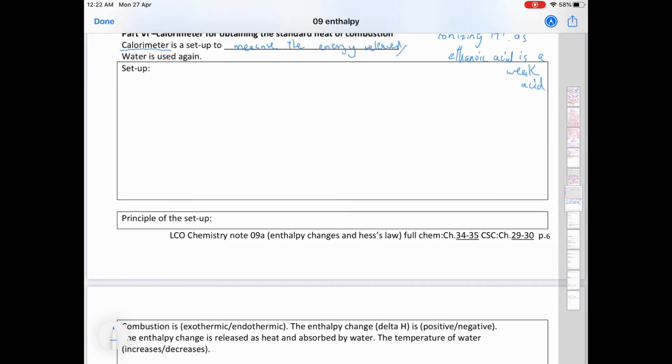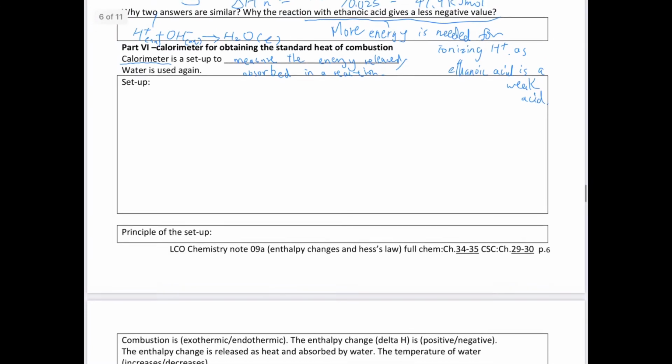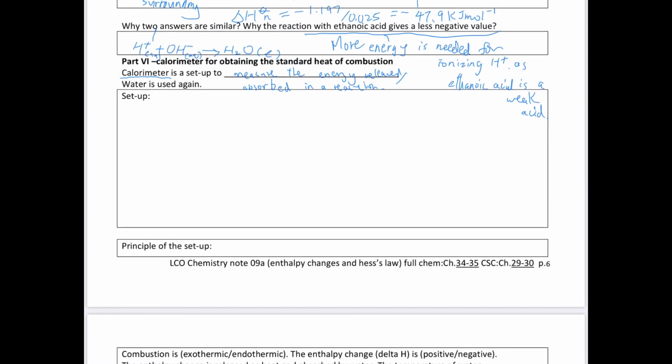Or absorbed, of course. The second type of reaction we would like to measure is combustion. And combustion is again, is it endothermic or exothermic? It is again exothermic. So how can we apply the same idea? Again, we have to use mc delta T to do the calculation. Then how can we construct a setup?